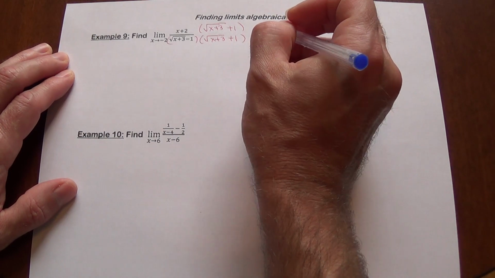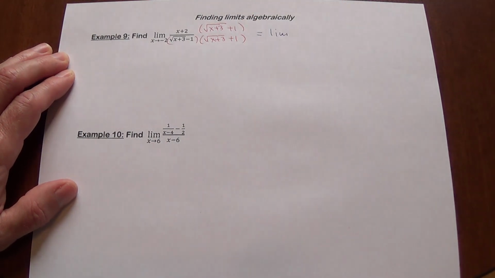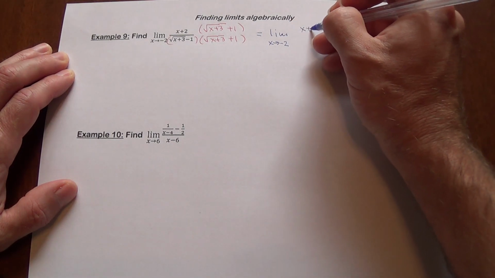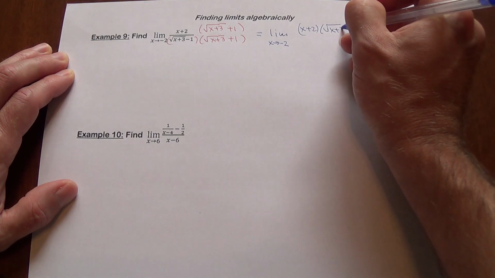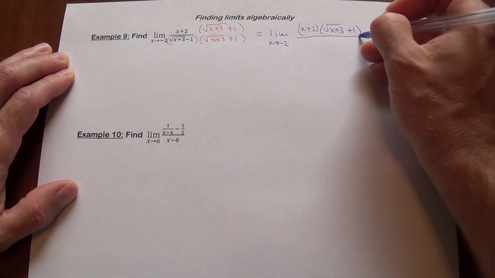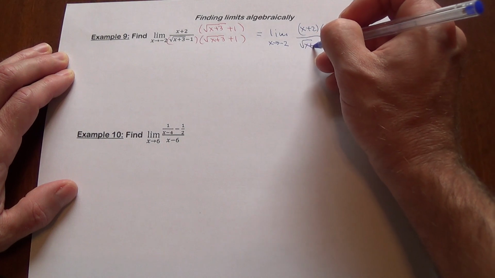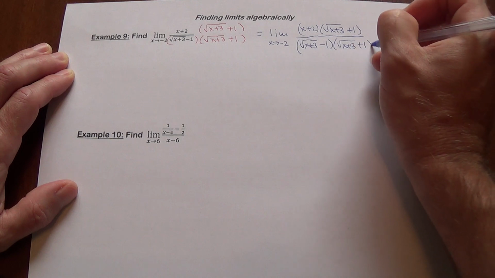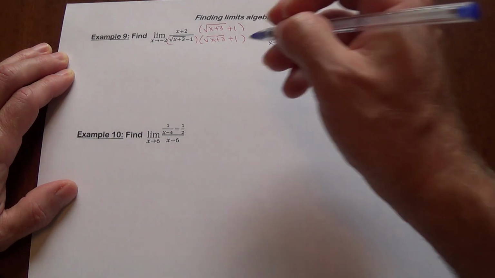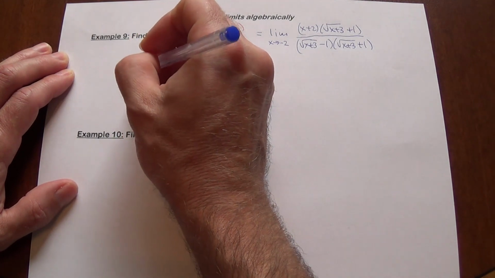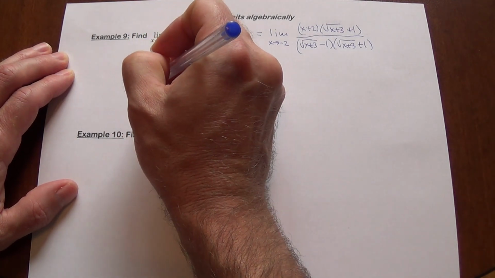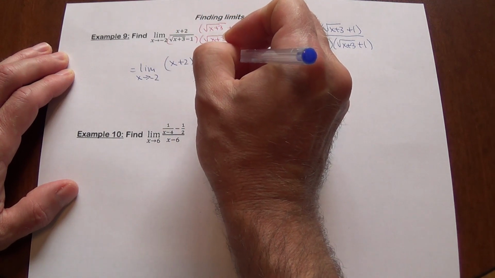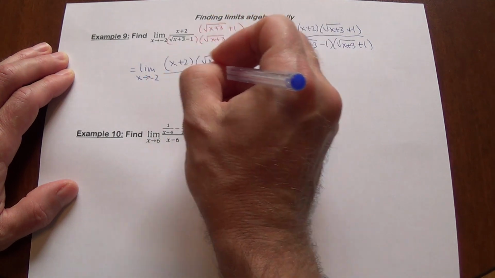And that's going to give me the limit as x approaches negative 2 of (x plus 2) times (square root of x plus 3 plus 1) over (square root of x plus 3 minus 1) times (square root of x plus 3 plus 1). Again, this is a difference of two squares. So I'm going to get the limit as x approaches negative 2. The numerator is going to stay the same. It's a little long, but it's okay. Just keep it.